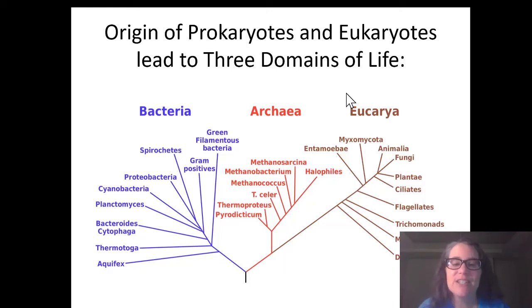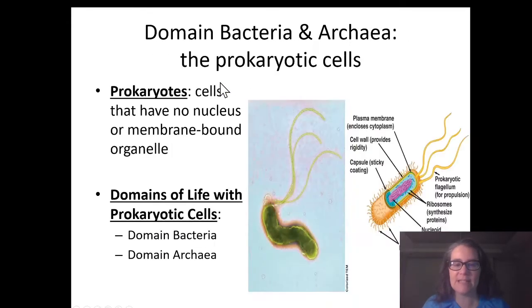All right, today we are talking about the tree of life, and I want to walk you through the tree of life, including the three domains: domain bacteria, domain archaea, and domain eukarya, giving you a little bit about the differences and similarities between the groups and how we group these organisms based on their traits. So let's talk about the two prokaryotic domains first. Those are domain bacteria and domain archaea.